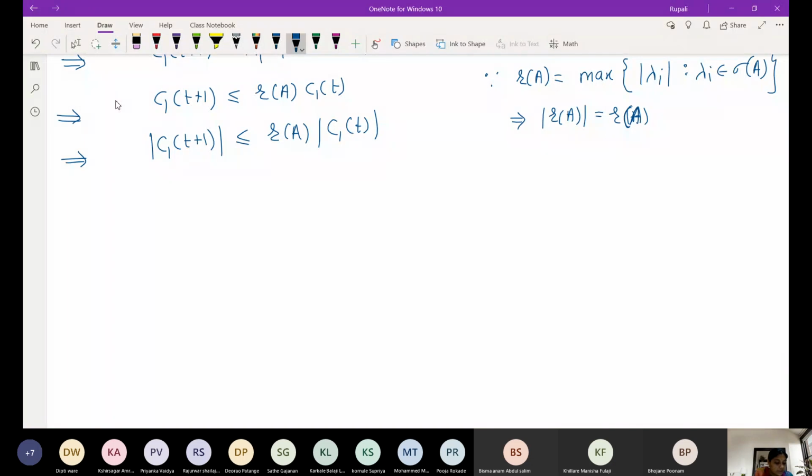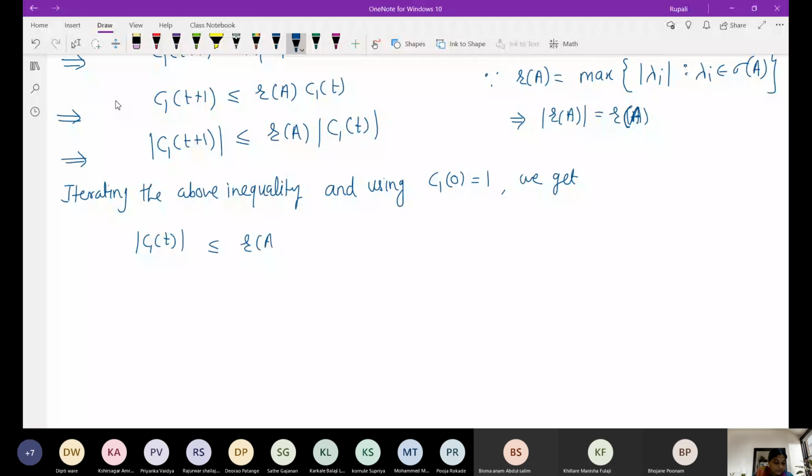And what is the solution? Iterating this inequality and using c1(0), which is 1, we get that the modulus of c1(t) is less than or equal to the spectral radius of A raised to t. This is the solution, and since the spectral radius of A is less than delta, I can write delta raised to t for all t greater than or equal to 0. Is that okay? You can see we started with delta such that the spectral radius of A is less than delta, which is strictly less than 1. Is that okay?